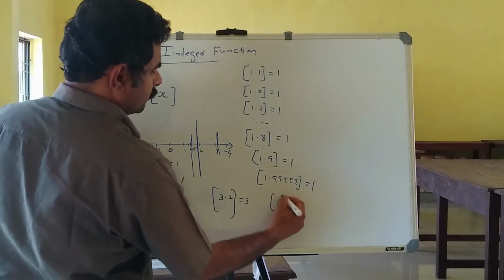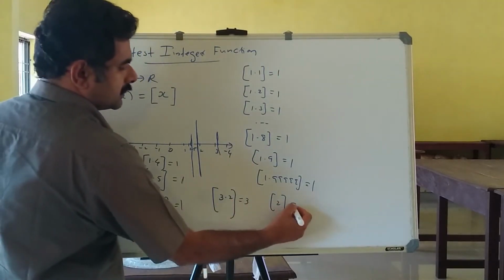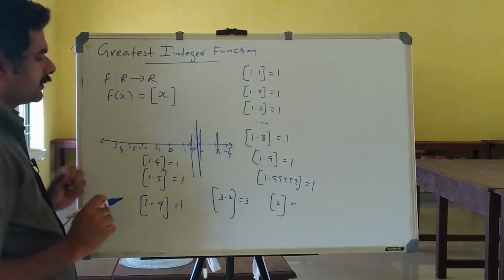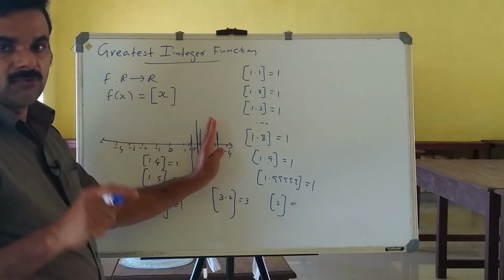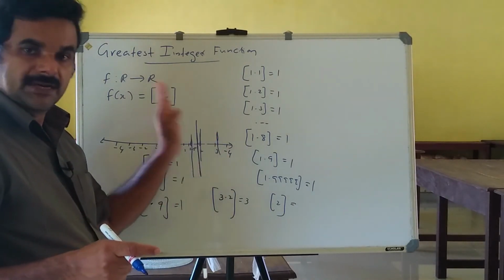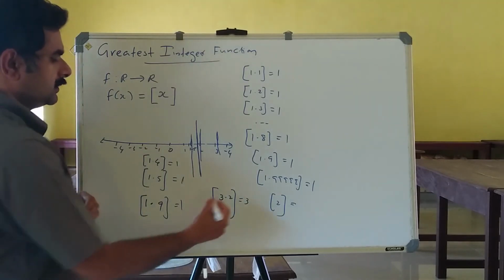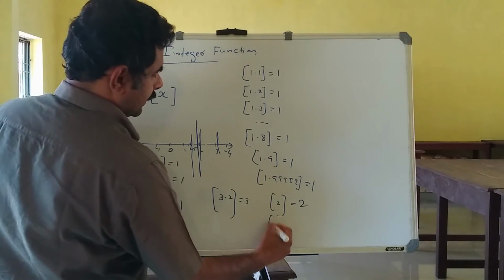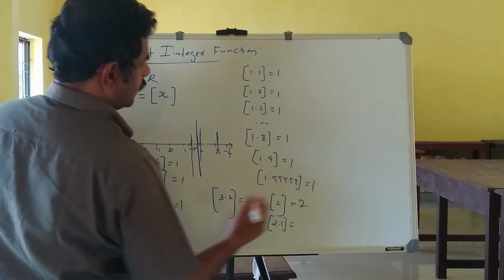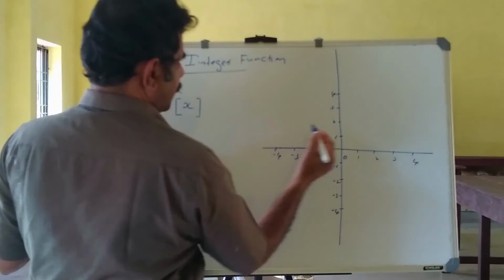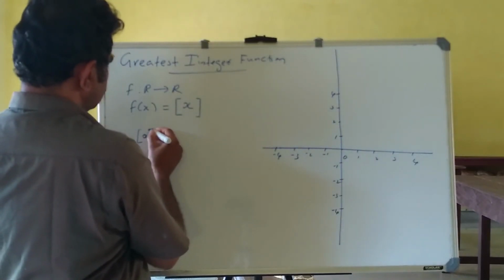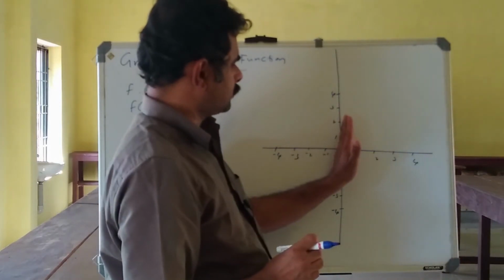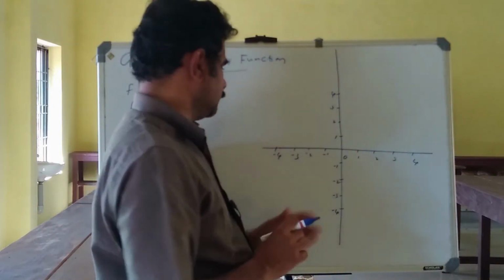Greatest integer value of 2 is what? Up to 2, you stop here. Which is the greatest integer value? That is 2 itself, because 2 is an integer. So greatest integer value of 2 is 2. Then what will be the greatest integer value of 2.1? Up to 2.1, that is 2. What is the greatest integer function of 0? That is 0. Greatest integer up to 0, including 0, is 0.